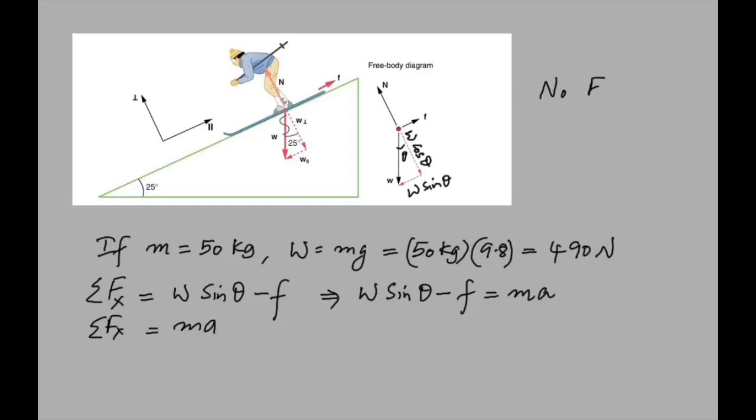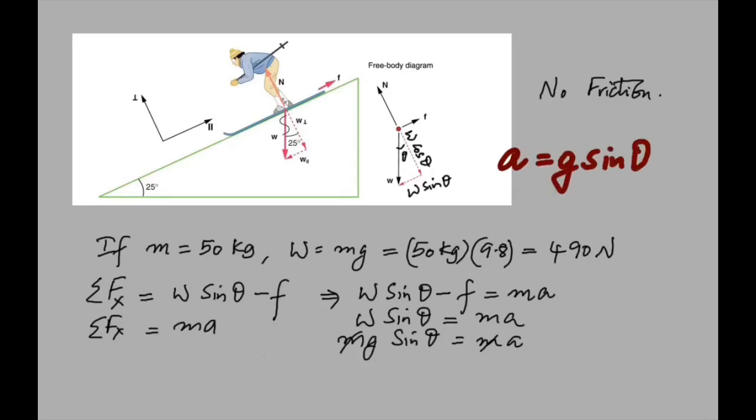Now imagine that there is no friction. If there is no friction, then this term just vanishes. So then we have W sine theta is equal to ma, and mg sine theta is equal to ma, and the masses get cancelled, and we get a very important result, namely that the acceleration of the object is g sine theta. Remember that this is true only when there is no friction. So if there is no friction, when an object slides down, its acceleration is going to be g sine theta. Does the acceleration depend on the mass of the object?